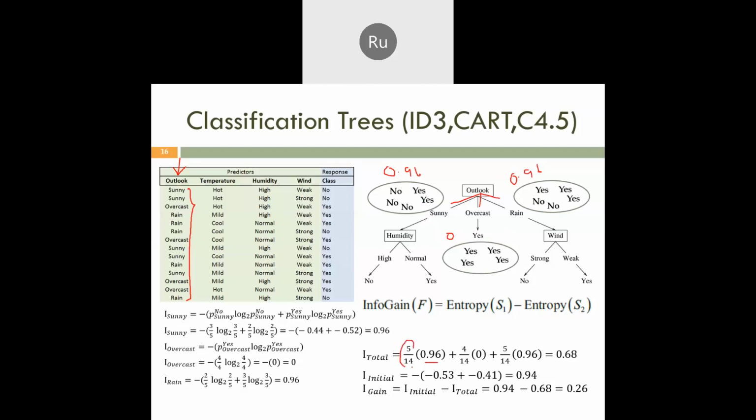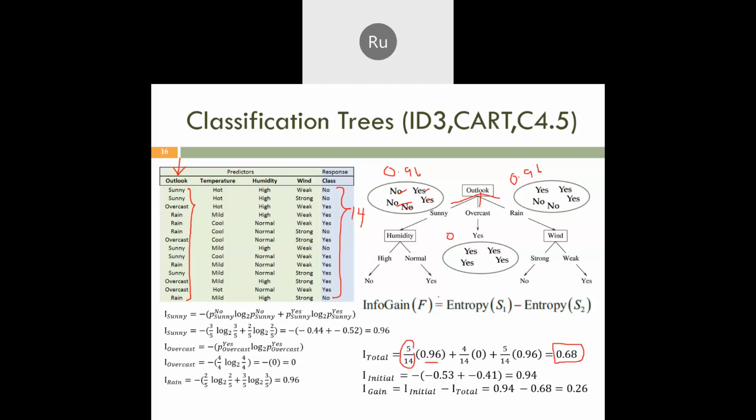0.96. So this is the weightage because we have 5 of them: 1, 2, 3, 4, 5 over 14. So we have 14 here. Then this is 4 over 14. This is 5 over 14. And this is the total entropy after.